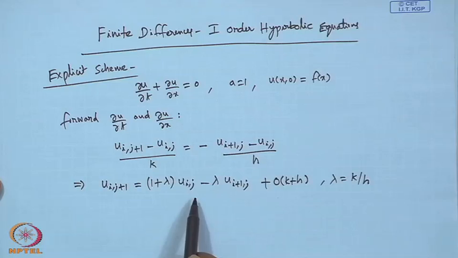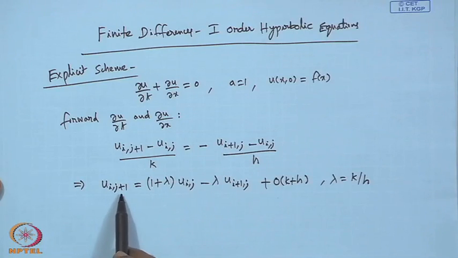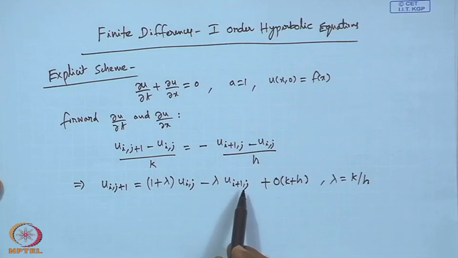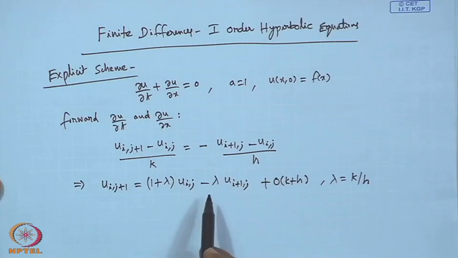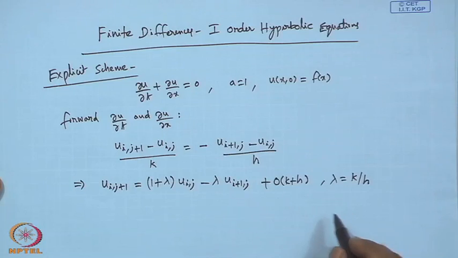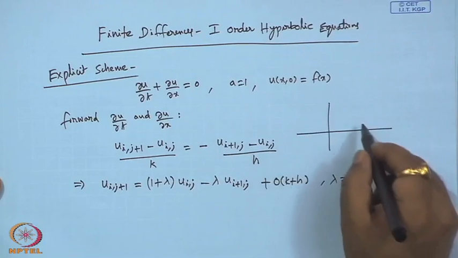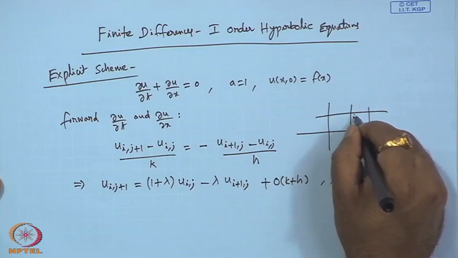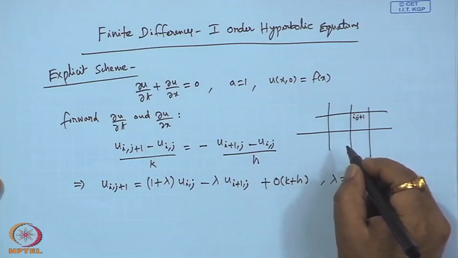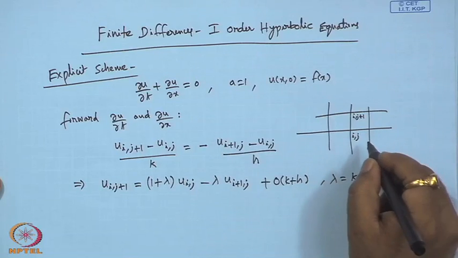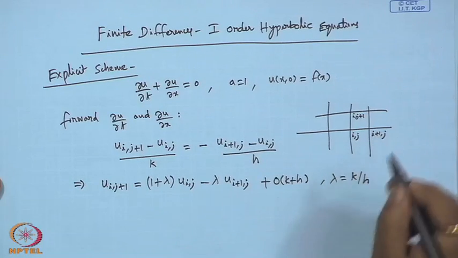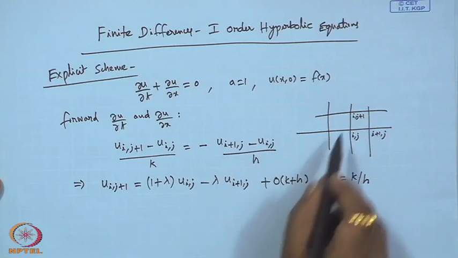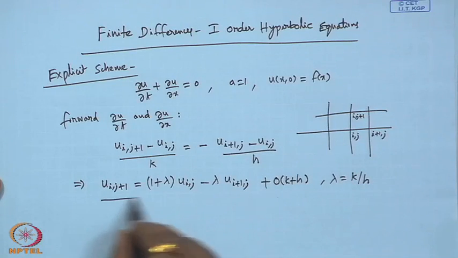Okay. So, this is explicit. However, you can see that to compute at level j plus 1, it requires at the jth level only 2 points, i and i plus 1. So, this is an important observation. To compute u_i,j+1, it asks for u_i,j and u_i+1,j. It does not ask for the other point.